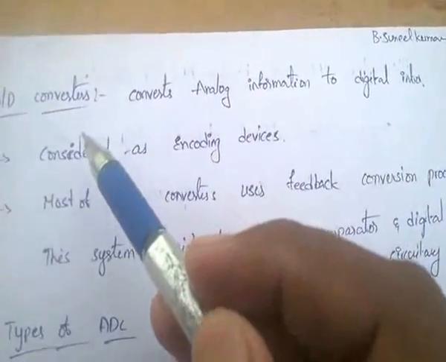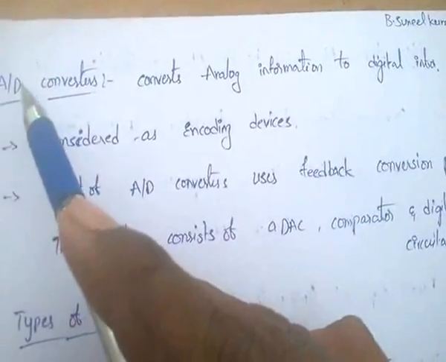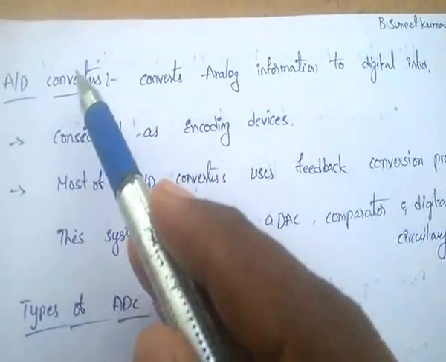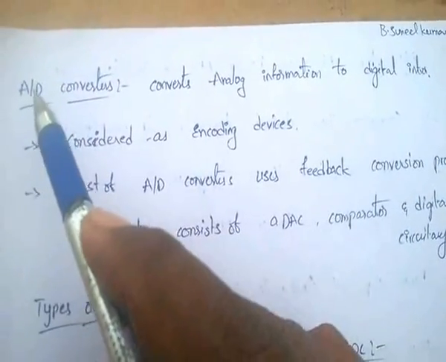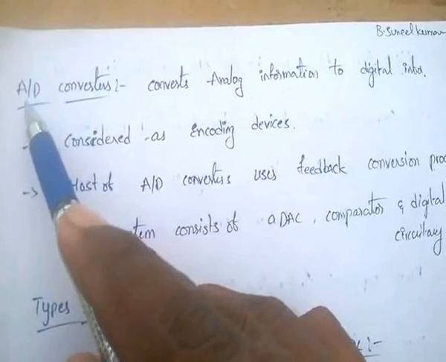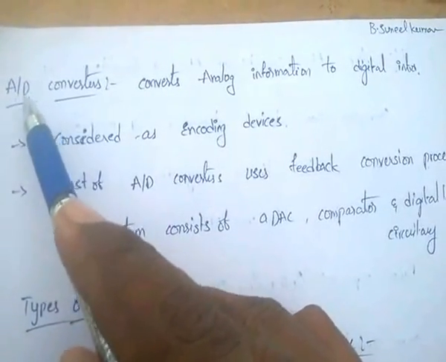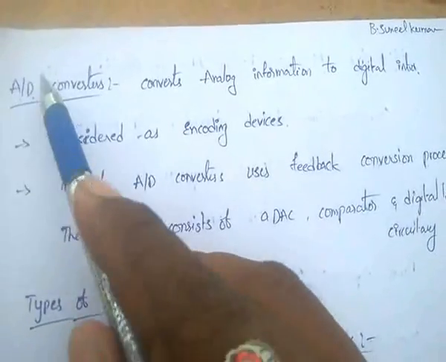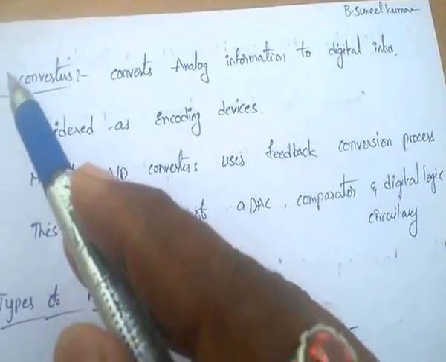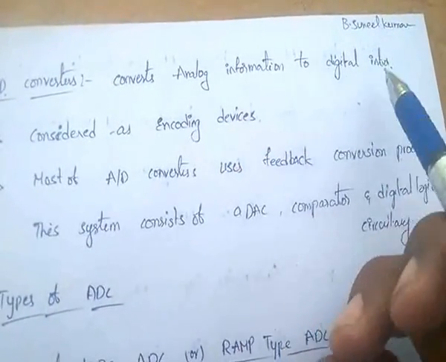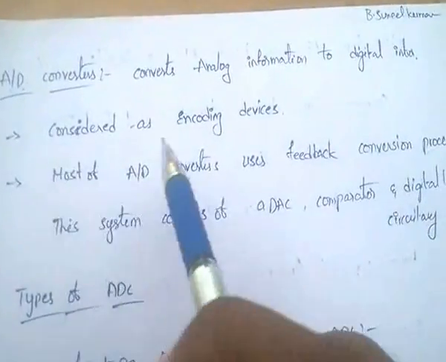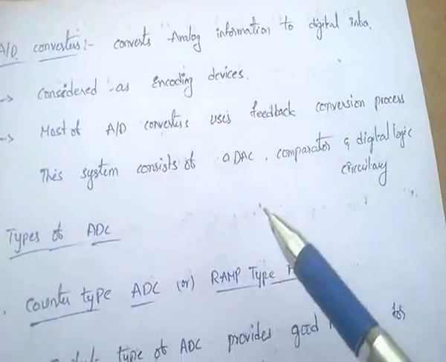A to D converters. That means analog to digital. These converters convert analog information to digital information, and this means these are considered as encoding devices because they convert to digital information, so they are called encoding devices.